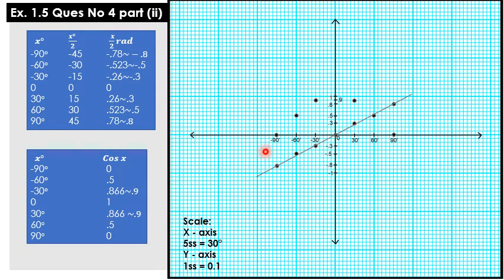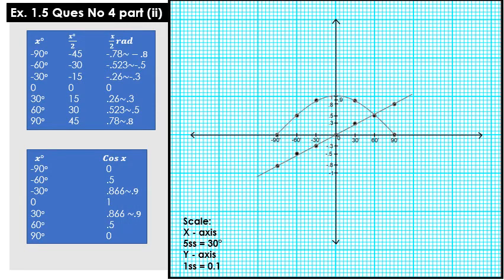Now join all these points by a smooth curve and you will get the graph of y equals cos x. This one is missing. You will have to put this mark by yourself. Now our original question was to solve the equation. So to solve this equation, we need the point of intersection of the two curves. So just mark this point of intersection and draw a vertical line till the x-axis.